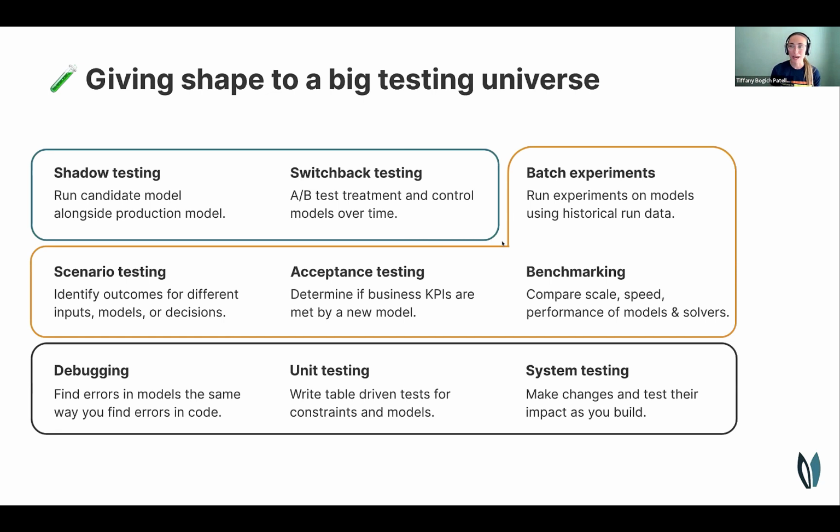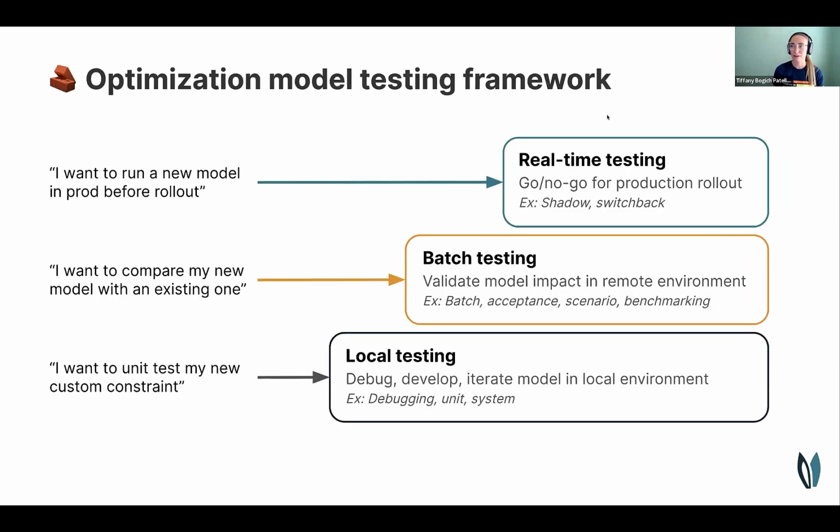So what we ended up doing is putting together a framework for testing. Starting with local testing, so think debugging and unit testing as you develop your model, then moving up to batch testing, which is what we just walked through. So you're running your tests remotely on historical data, and then finally real-time testing. So this is running live on production data, kind of that final go, no-go step. Makes sense. And so there are definitely key components that allow us to do this across these different types of tests. Can you dive into that a little bit?